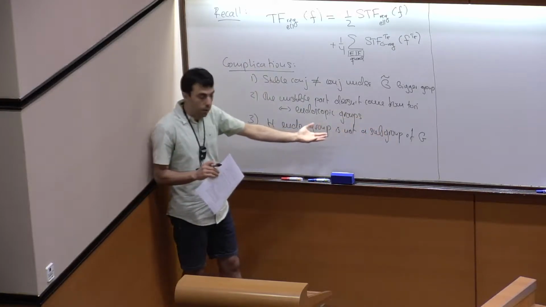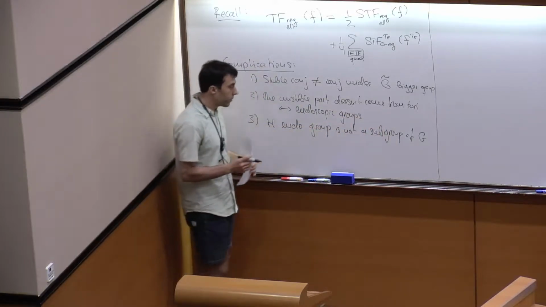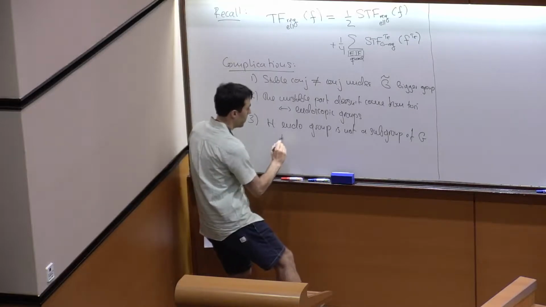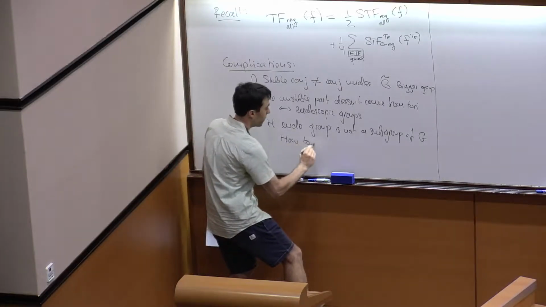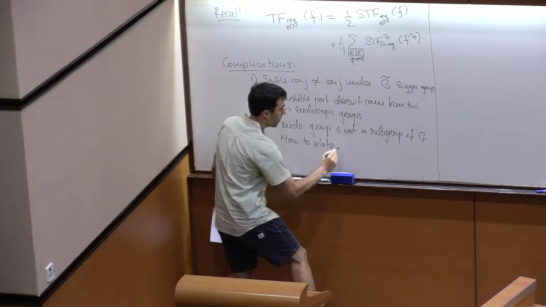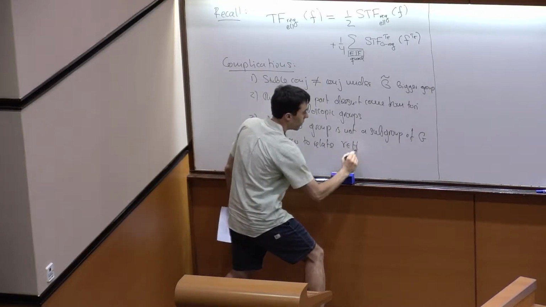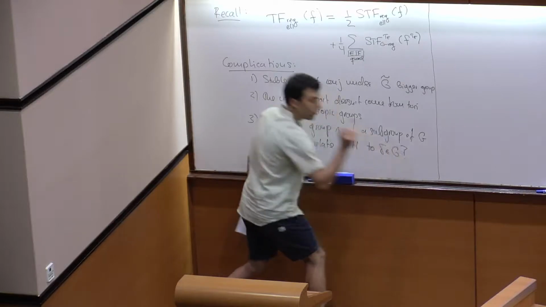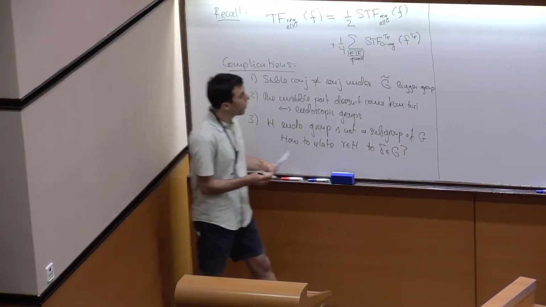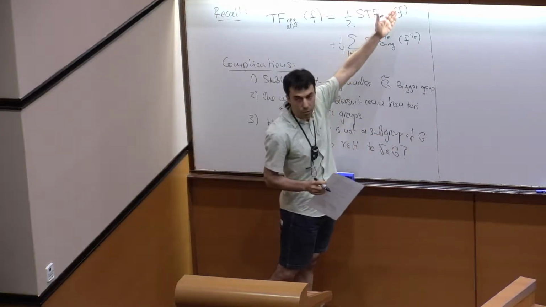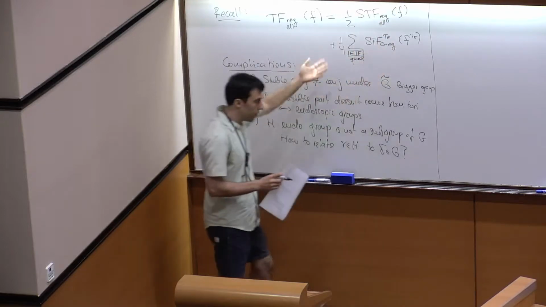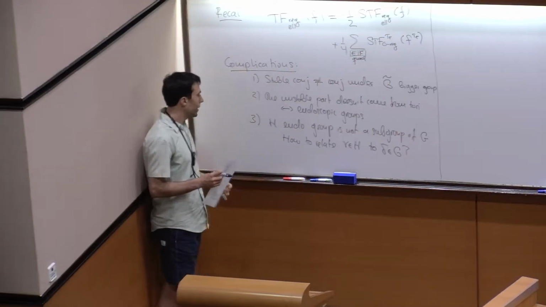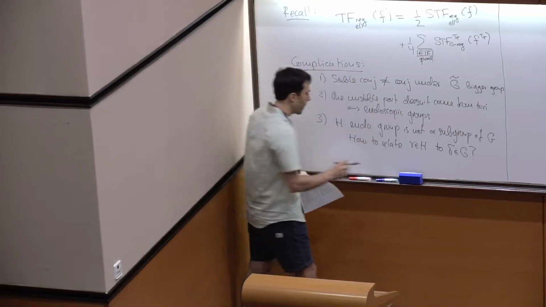So what kind of problem does that give us? Well, it's the problem of how to relate some element in H to some other element in G. We need to do this because we need to somehow relate a function on G to a function on H. And for this you need to be able to relate elements.